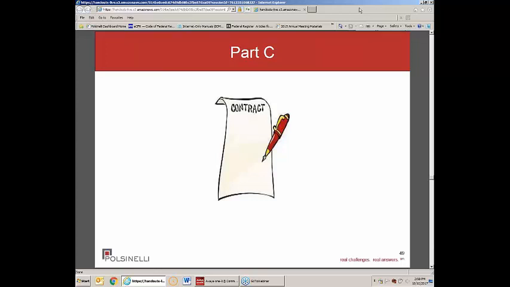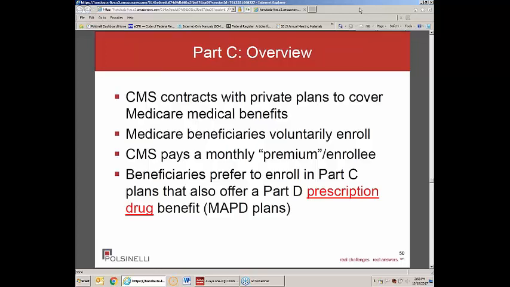Part C is, if you want to go to the next slide, what's commonly referred to as Medicare Advantage, and this is where CMS contracts with private payers to cover Medicare benefits. And Medicare beneficiaries can voluntarily enroll, so if they have a specific condition, for instance, they might go into a Medicare Advantage plan that has benefits above and beyond Medicare benefits for that particular condition. And then CMS pays the plan a monthly premium or a per patient per month payment, and then the plan manages that patient's care.